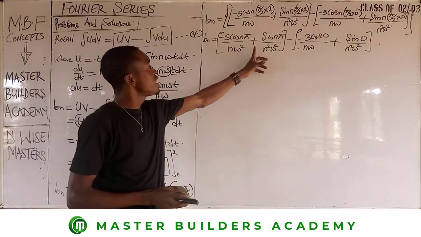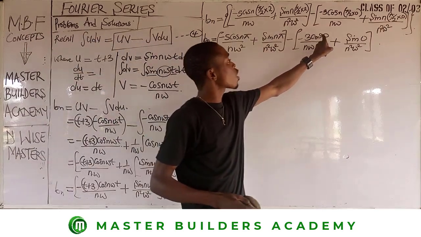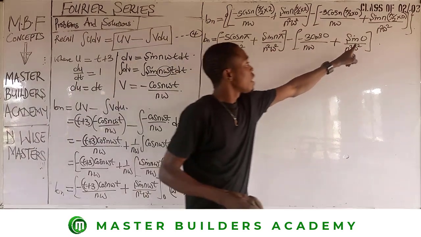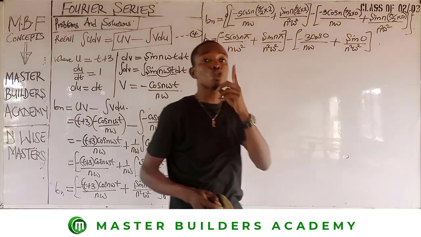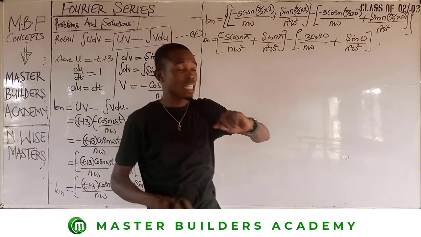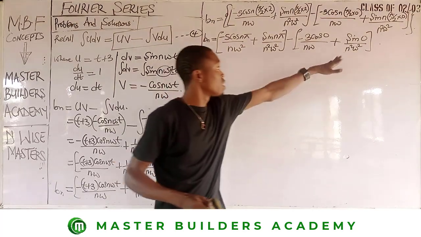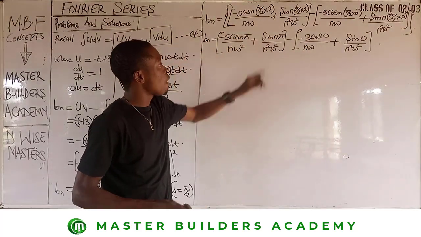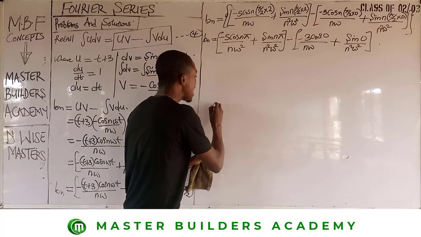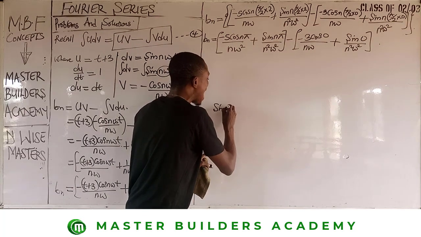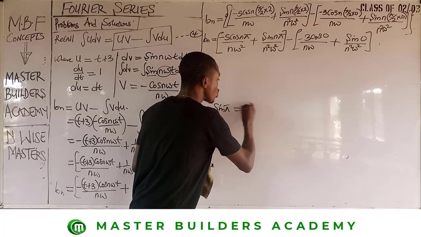Now, all we need to do now is, remember, cos 0 is 1. Now, sine 0 is also 0, right? Cos 0 is 1, sine 0 is 0. We applied this in the first problem. We put the values there. Understand now that the sine of pi is equal to 0.